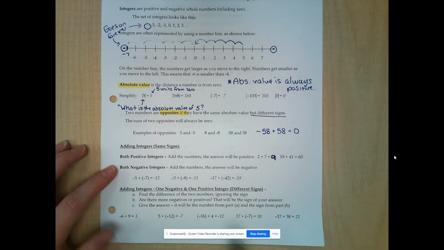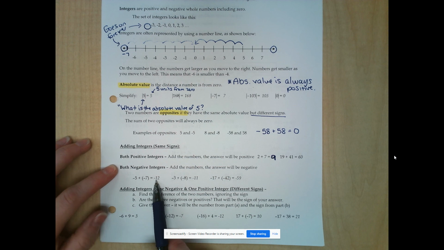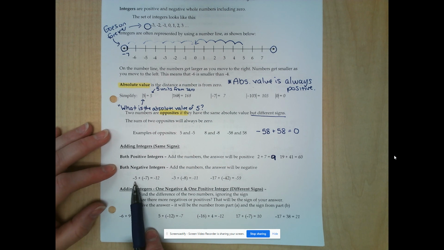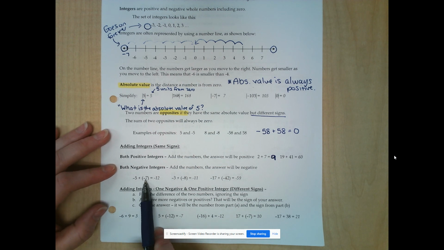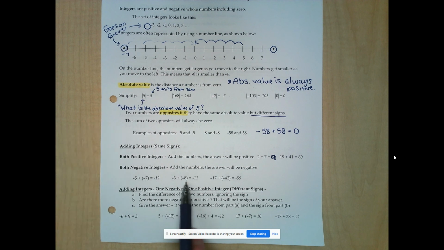Both negative integers. Add the numbers. The answer will be negative. Okay, that makes sense. -5 plus -7, I'm adding together 2 negatives. Altogether, I have 12 negatives. Similarly, if you owed your brother $5 and you owed your sister $7, right? You're at -5 and -7. All together, right, addition, we would owe our siblings $12 or we'd be at negative 12. So we can add two negatives and we just get a negative answer.